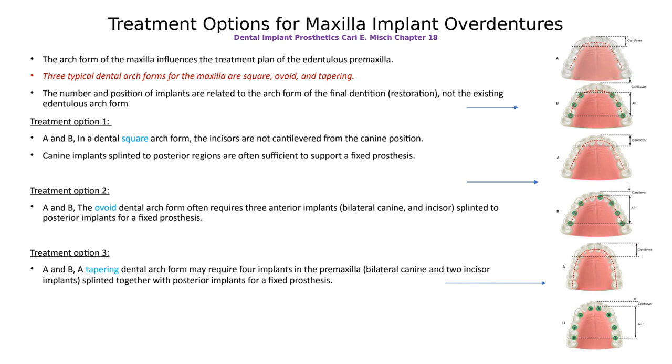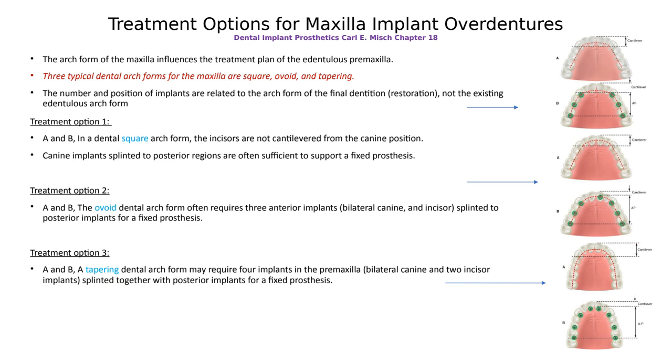So treatment option 1, A and B. In a square dental arch form, the incisors are not cantilevered from the canine position. Canine implants are splinted to the posterior region and are often sufficient to support the prosthesis. Treatment number 2, A and B. The ovoid dental arch form often requires 3 anterior implants, both on the canine and the incisor, splinted to posterior implants for a fixed prosthesis. So all this presented up till now are good treatment options for a fixed prosthesis.